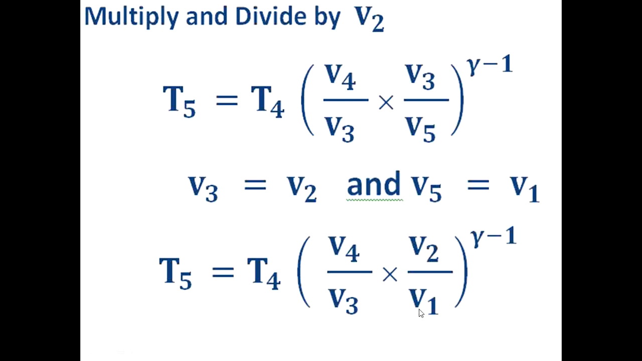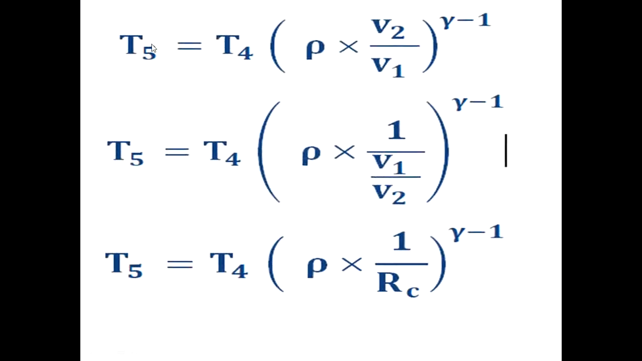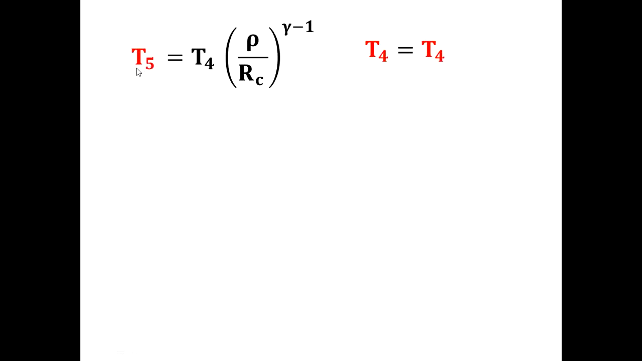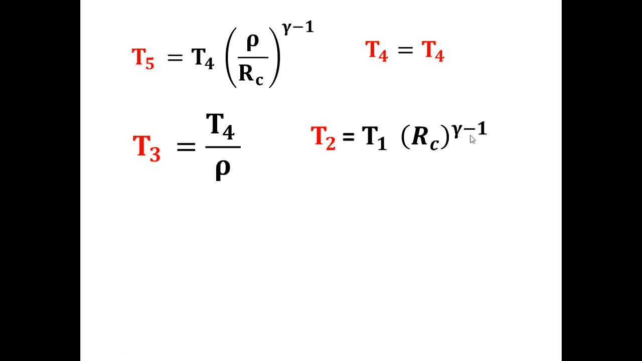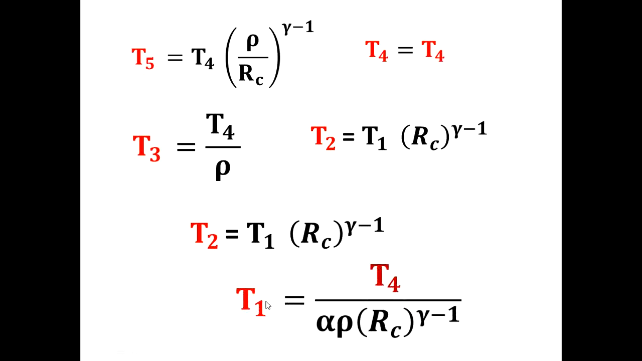V2 by V1 is 1 upon Rc. Therefore, this equation will be turned like this: rho into V2 by V1, that is 1 by Rc to the power of gamma minus 1. Therefore, T5 is equal to rho divided by Rc to the power of gamma. Therefore, T5 is equal to T4 of rho by Rc whole to the power of gamma minus 1. T4 is equal to T4. Okay. Next, T3 is equal to T4 by rho. T2 is equal to T1 Rc to the power of gamma minus 1.